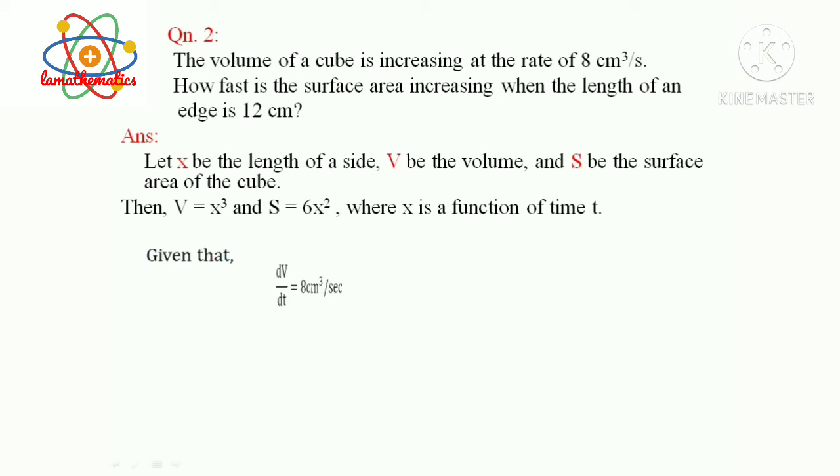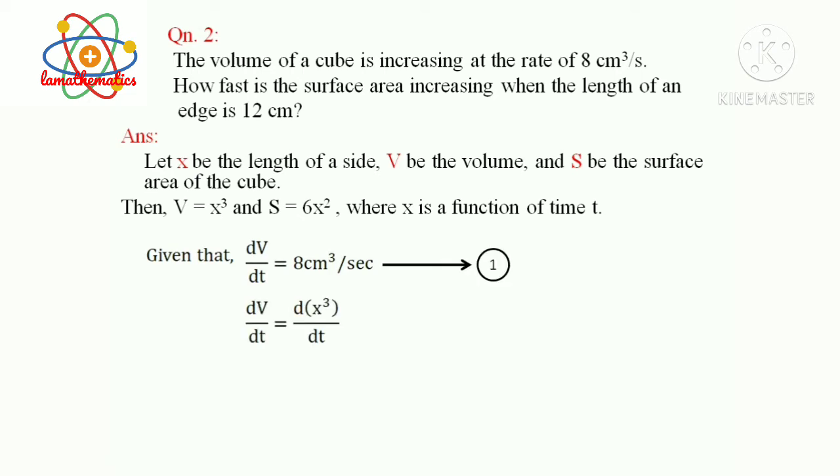Given that dV by dt equal to 8 centimeter cube per second. That is given the volume of the cube is increasing at the rate of 8 centimeter cube per second. Differentiating with respect to time t, dV by dt equal to d by dt of x cube equal to d by dx of x cube into dx by dt. Here we use chain rule, equal to 3x square into dx by dt. Equation number 2.